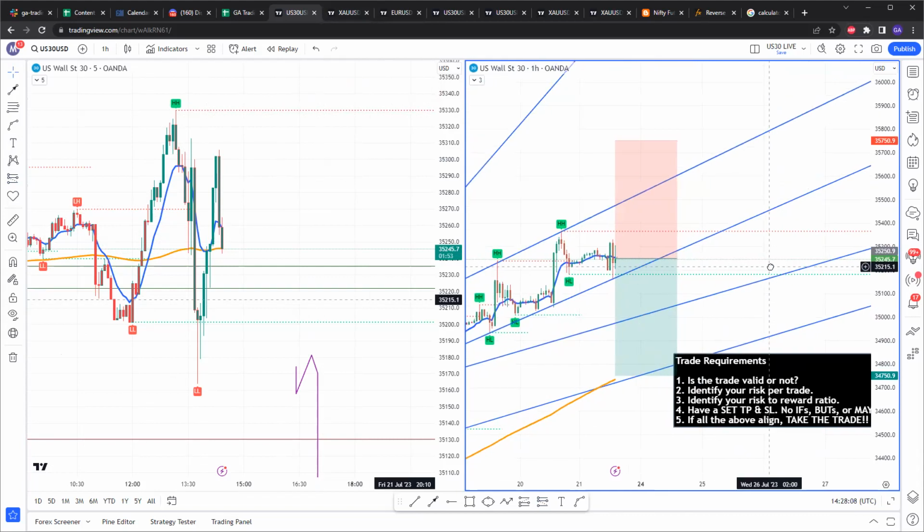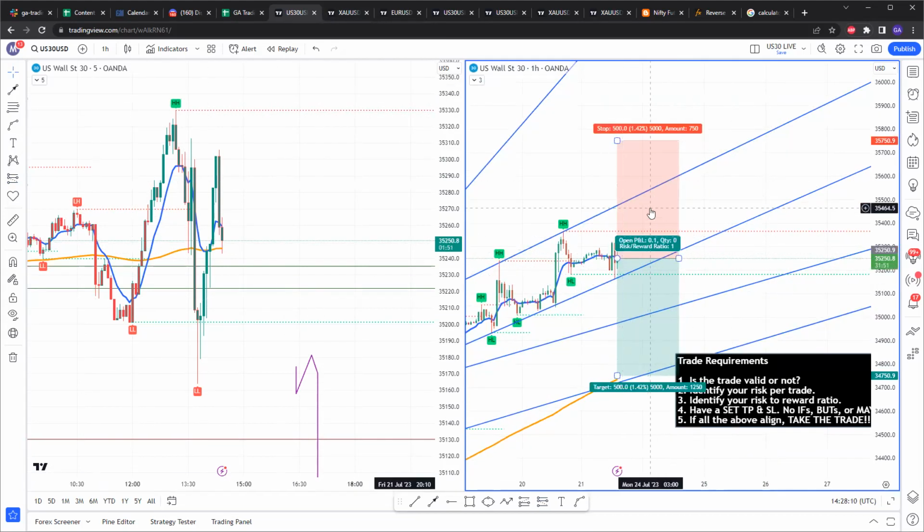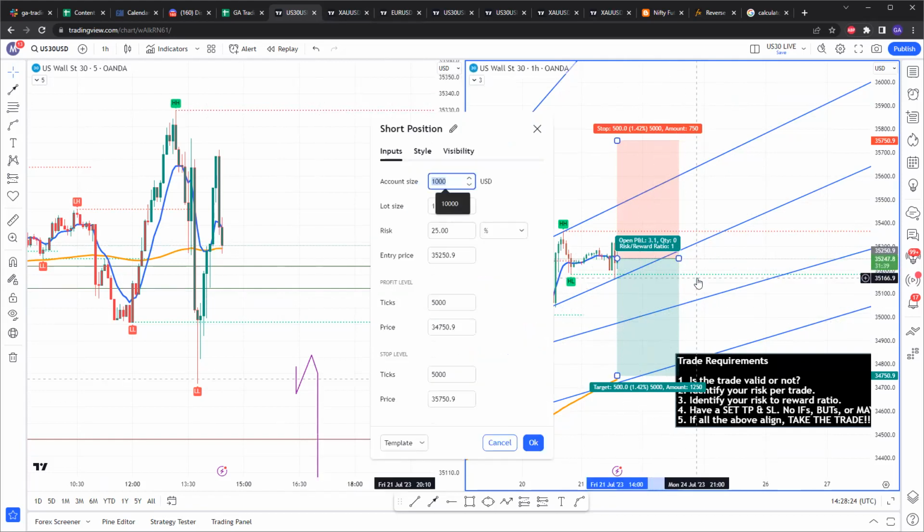So at that point, I'll come in here. I would want my stop loss to be definitely above this higher high. I would want my stop loss to be somewhere above this trend line. And then I ask myself, am I comfortable holding this trade for a week? If that's fine, guess what? I'll enter that trade with a 500 pip TP, 500 pip stop loss.